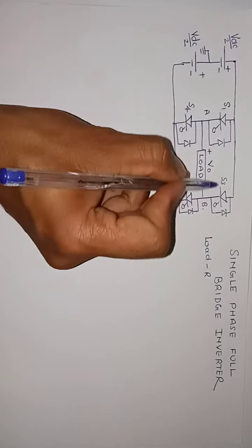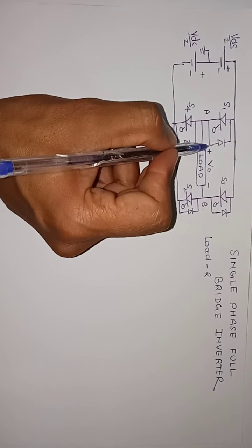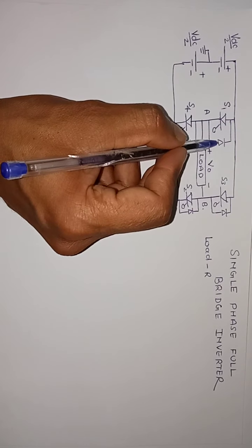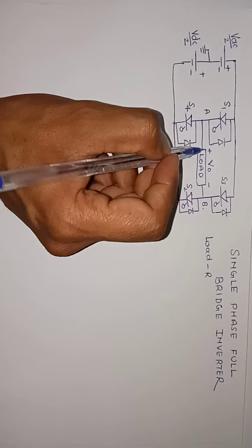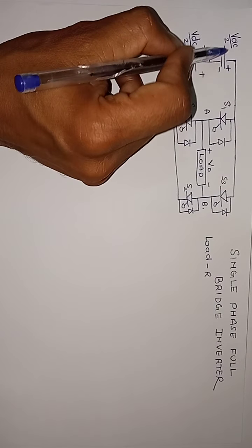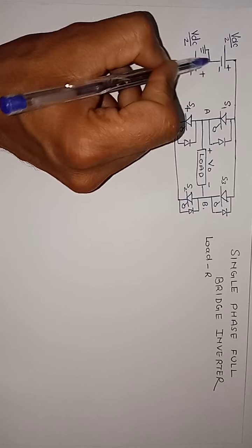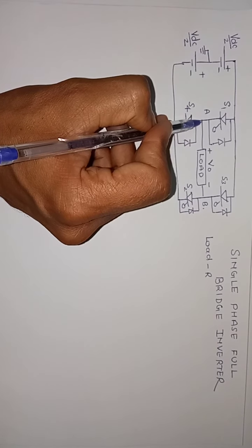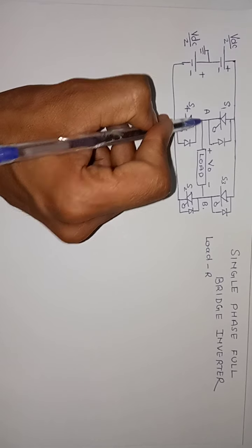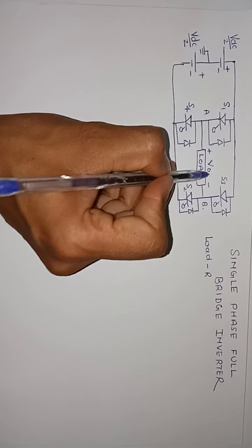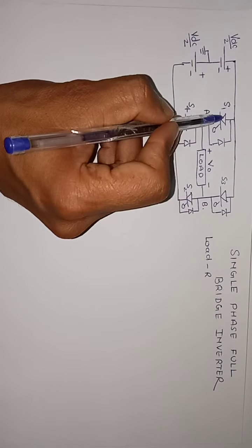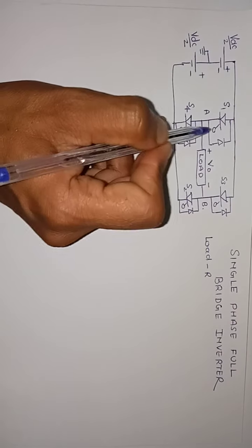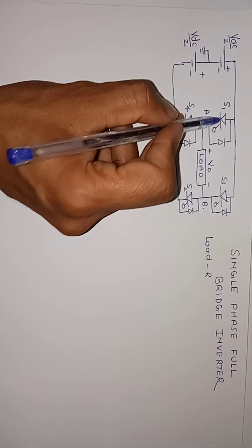So the diodes are not working here. Whenever the load is inductive, RL or L type, then we can use a diode. The supply is VDC by 2, VDC by 2, with a ground in between, and we have to find the line voltage VAB, which is represented by VO. There are four switches, and in each time period two switches will work together.